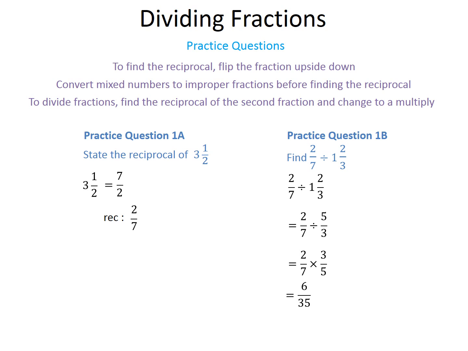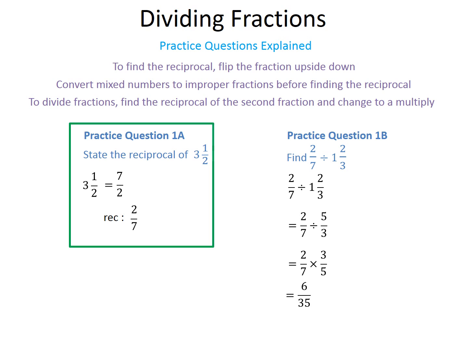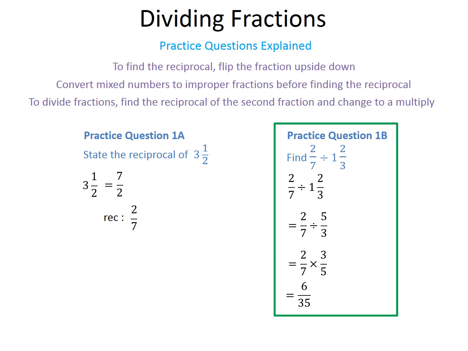And there are our solutions to those, with the working that needed to be shown. In the first one here, it was a mixed number, so I started by converting it to an improper fraction there, and then all I had to do was flip the fraction upside down and state that that was the reciprocal. And in the second one, I wrote out the question in full first. Then I had to change this guy into an improper fraction before I could do anything else. So that's what I've done there.